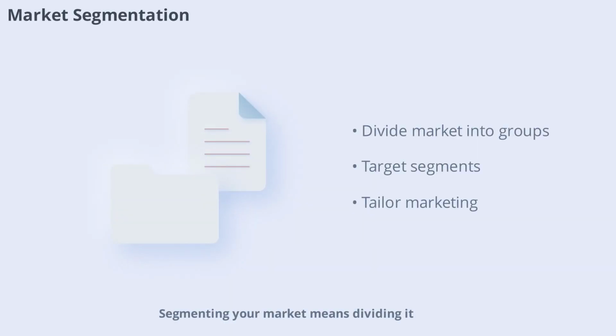Segmenting your market means dividing it into smaller groups based on shared characteristics, such as age, location, or buying habits. This allows you to target each segment more effectively with tailored marketing and products.